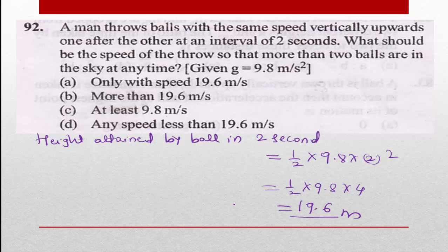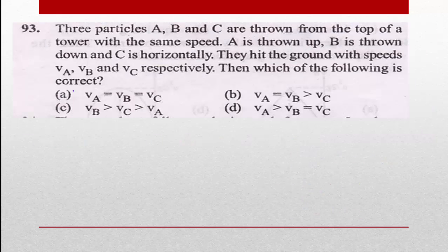19.6 meter, and it moves with the speed of 19.6 meter per second. Therefore, for this question, the time interval of throwing balls remains the same, so that for 2 balls to remain in the air, the time of ascent or time of descent must be greater than 2 seconds. This is achieved only at a speed more than 19.6. Option B is the right answer.